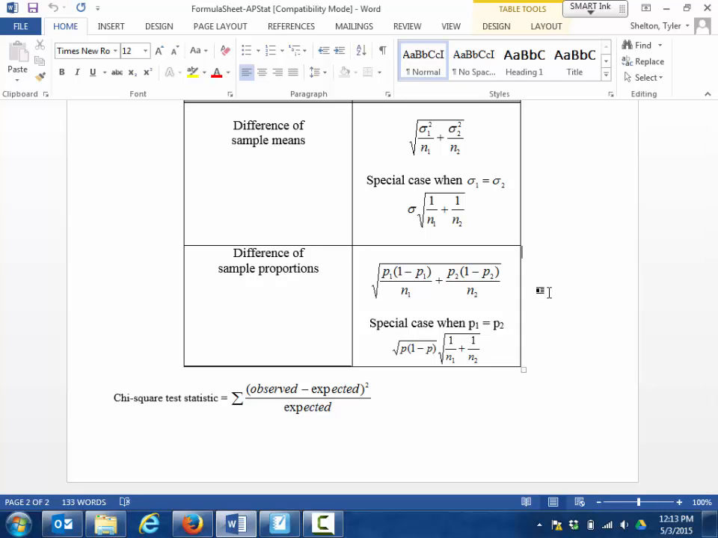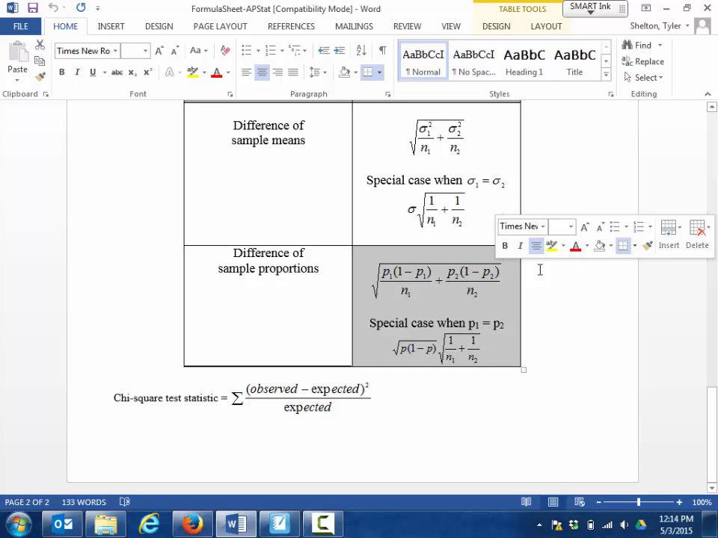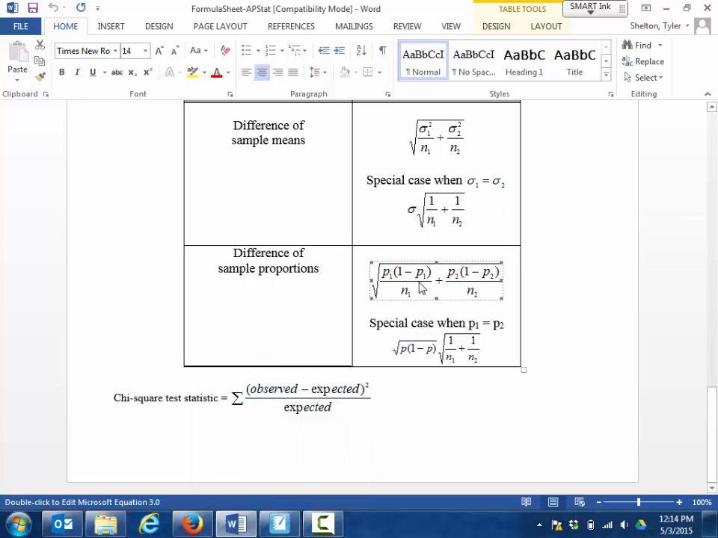The only thing I want to add to the difference of sample proportions is remember that when you make a hypothesis test for a difference of sample proportions, in general, the null hypothesis is that there's no difference between your population proportions. So that would be like P1 minus P2 equals 0. Well, you need to pool right here.